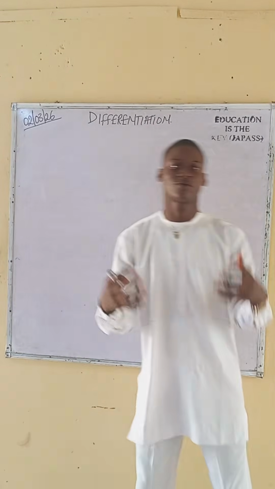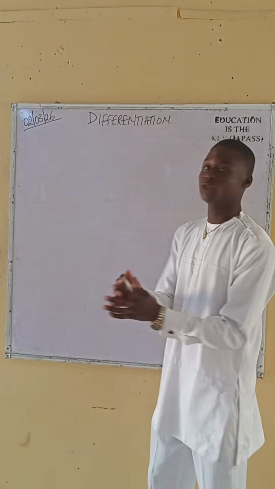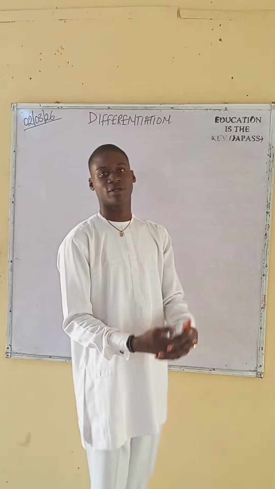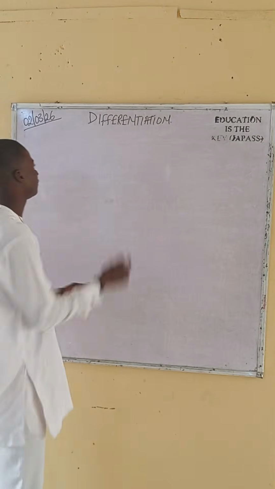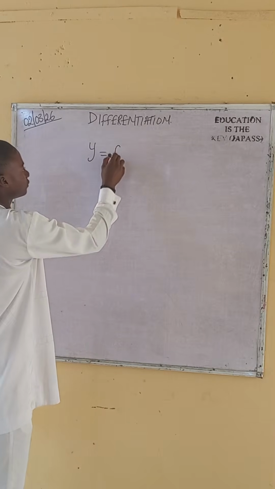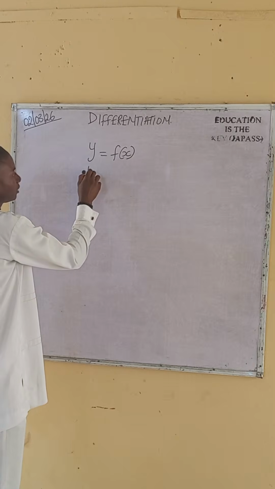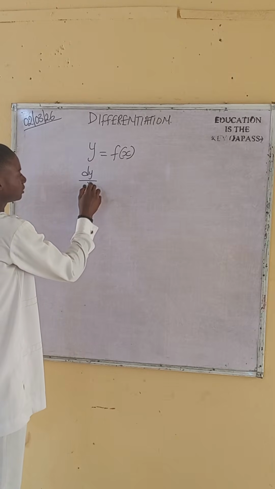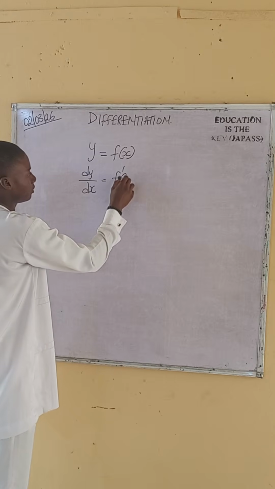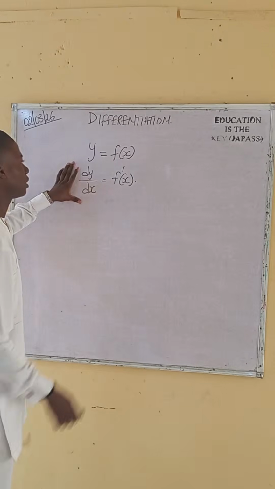And before we commence, I would like to explain what differentiation is all about. This has to do with the change of a variable with respect to the change of another variable. Let's assume a variable y, which is expressed as a function of x. So the change in y, which is dy, over the change in x, dx, will be equal to f prime of x. This is simply what differentiation is all about.